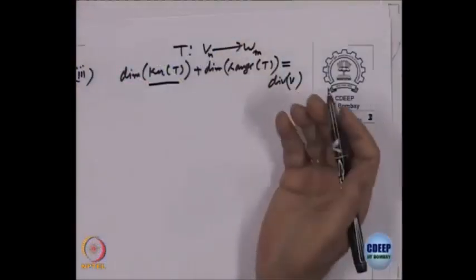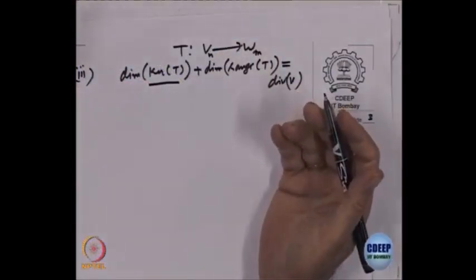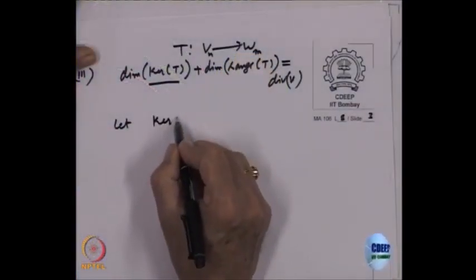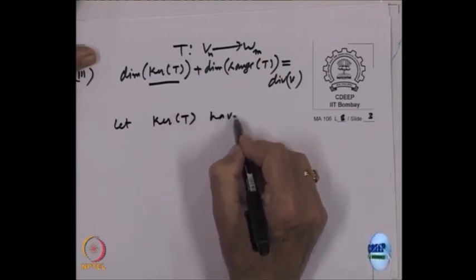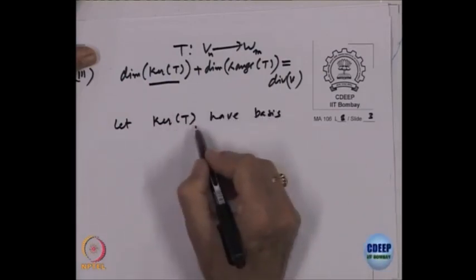What is the definition of dimension? What is the dimension of a vector space? It is the number of elements in any basis of the vector space. If the dimension is n, it will have some n vectors as a basis, we do not know what it is, we can find it. Let us start. Let the kernel of T have a basis. Kernel of T is a subspace, right. So, it is a vector space in itself. So, it has a basis, right.